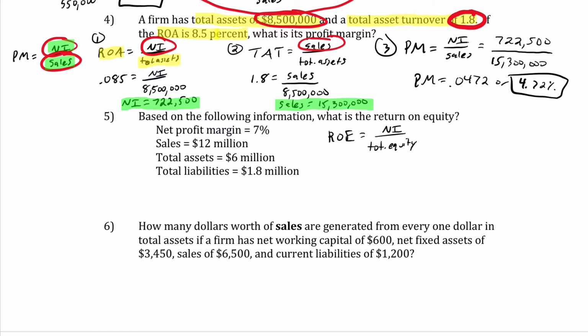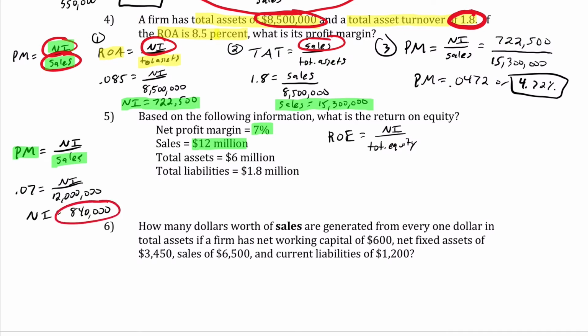If they give us profit margin and sales, let's think: what is the equation for profit margin? It is net income over sales. Hopefully you're already starting to see where this is going. They gave us the profit margin and sales, so we can easily solve for net income. Profit margin is 7%. I convert it to a decimal when I input it into my equation. I'm solving for net income, and my sales value is provided at 12 million. When I solve for net income, I get 840,000. So this is the top line in my return on equity equation.